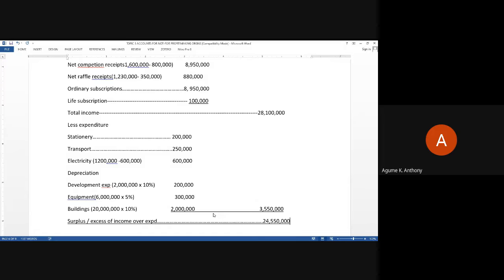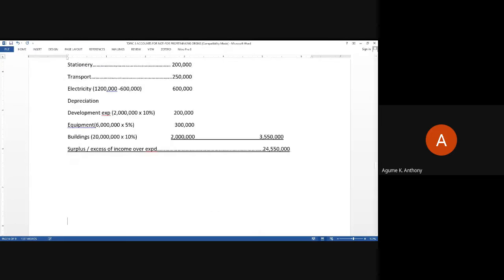position. Okay, it's going to go in my statement of financial position under the area of equity and liabilities. So if I can quickly prepare my statement of financial position for ABC Football Club as at 31st December 2023.